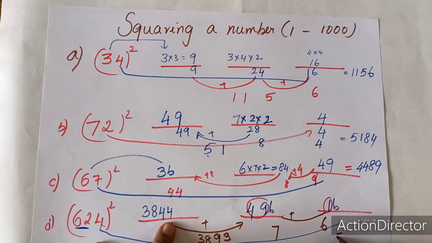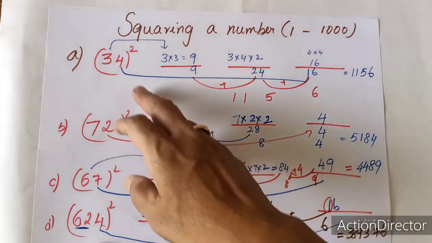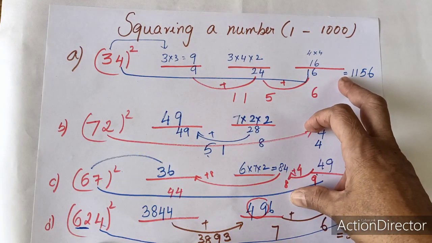Hope you understood this. So my final answer will be 389376. You can try with some more numbers also, this method. This method is very useful for you to do it orally.